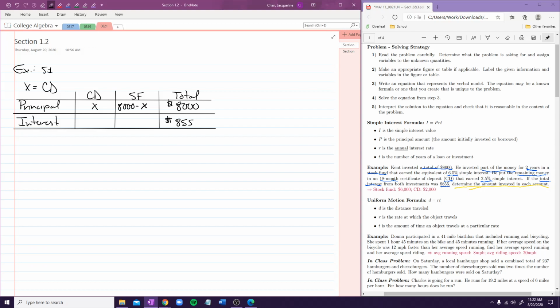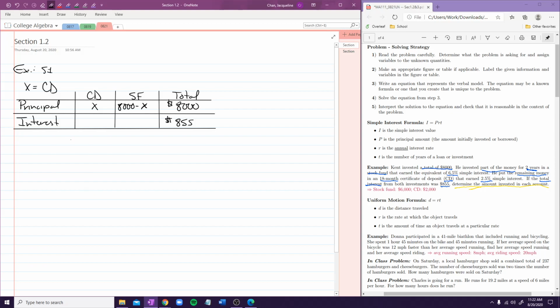For you, it might make more sense to read the other example in the book because it did say he invested part of the money in the stock fund. So if you called that Y, and he invested the rest into the CD, it would have been 8,000 minus Y. That might make more sense when you're reading it, but like I said, I'm going to do it this way so you can see you'll get the same answer.